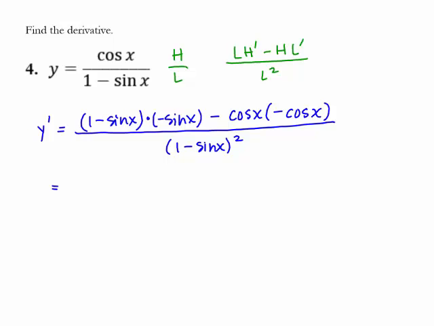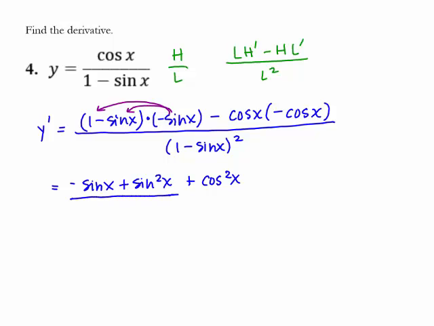Now we'll clean that up. We'll have to use distribution with this negative sign through the first two terms here. And we can multiply the cosines together. That makes negative sine x plus sine squared x plus cosine squared x. Negative times negative is positive. Cosine times cosine is cosine squared, divided by 1 minus sine x squared.